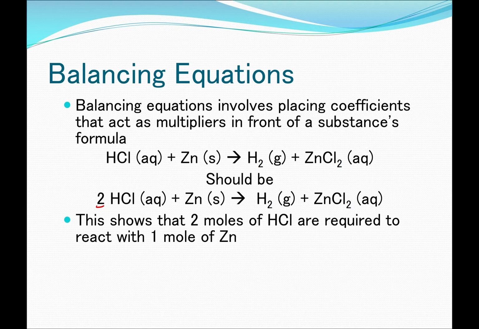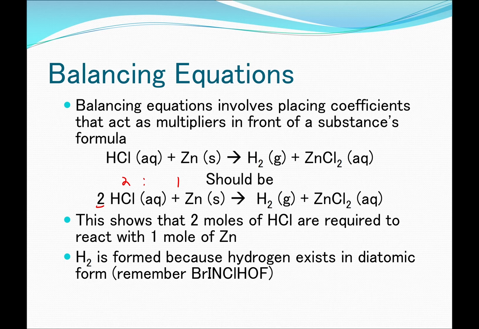So that's saying that we need 2 moles of hydrogen chloride, or hydrochloric acid, that react with 1 mole of zinc. So it's a 2-to-1 ratio of hydrochloric acid to zinc. Now if we check, our numbers should balance. 2 chlorines on each side and 2 hydrogens on each side.